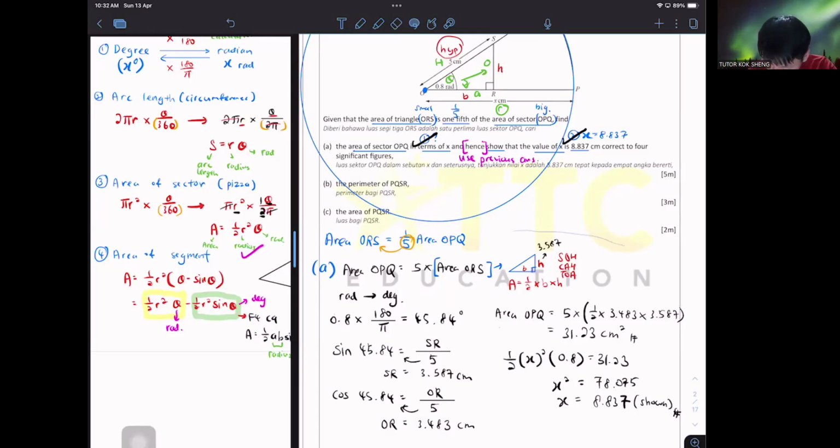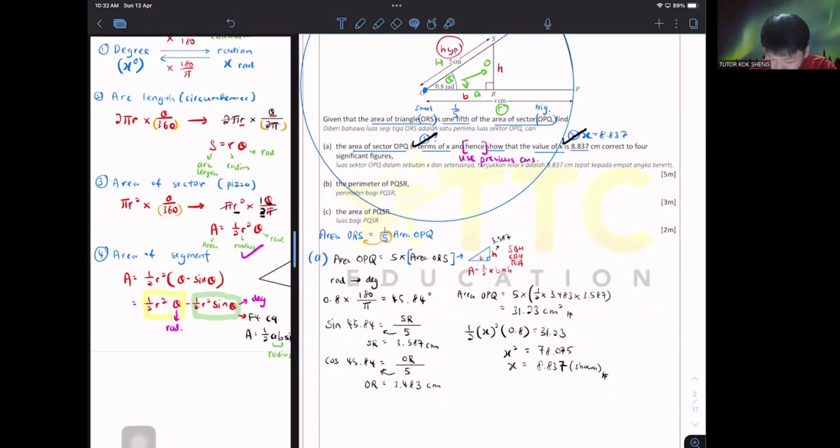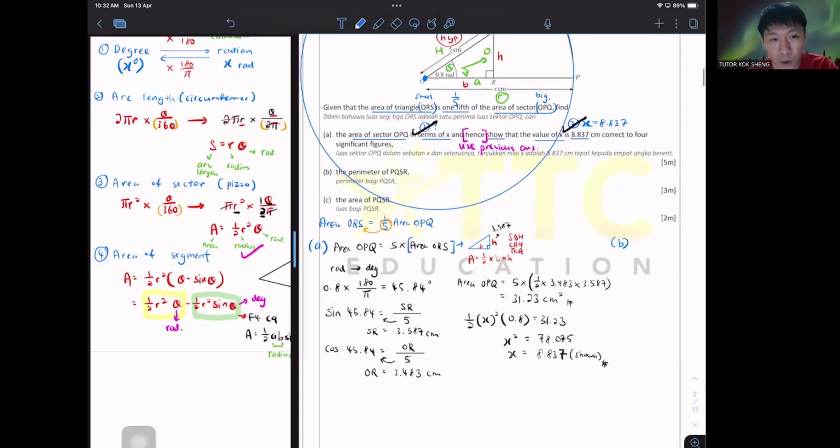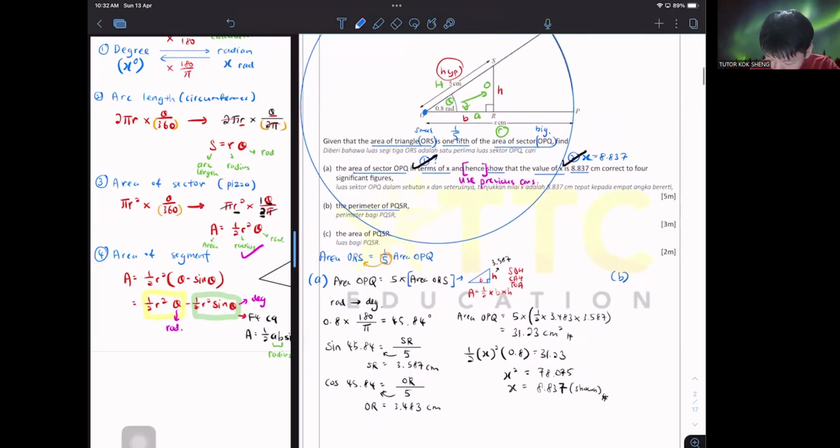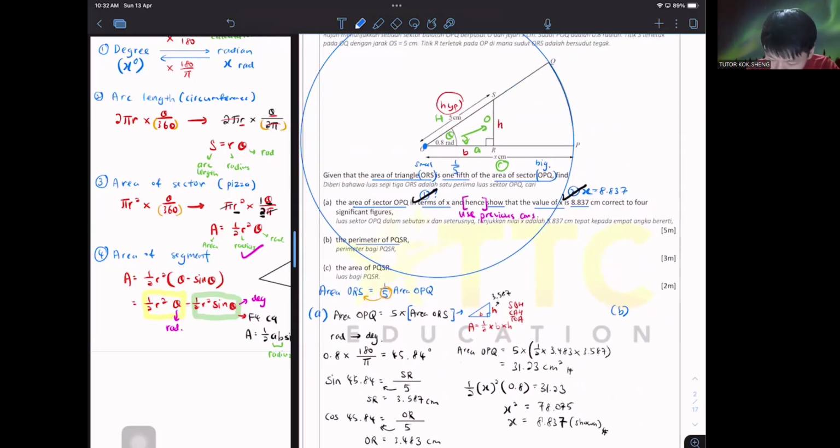Got a lot of working here. Let's go for B now. Okay, next B, 3 marks only. Perimeter of PQRS. Where is PQRS? Oh, here. This part, PQRS. Okay, perimeter, you have to add all the 4 sides, okay?